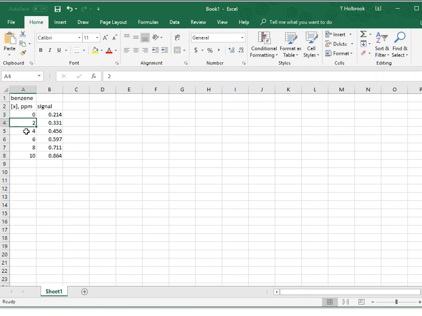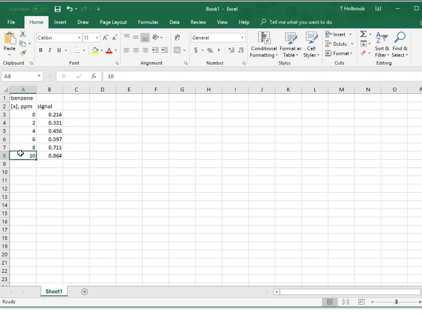Well, I've made a set of standards after that. And I've added more and more and more benzene to the sample. And then I reran it. So this one I've added 2 parts per million. And then 4 parts per million I added. 6 and 8 and 10 parts per million.